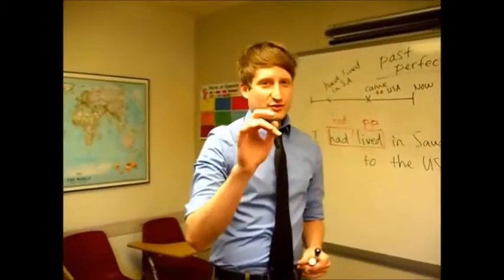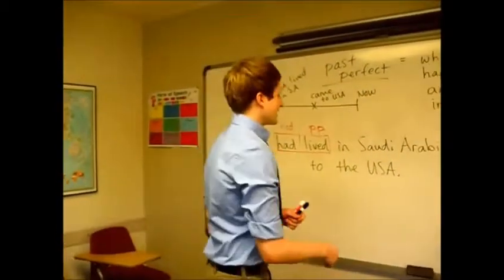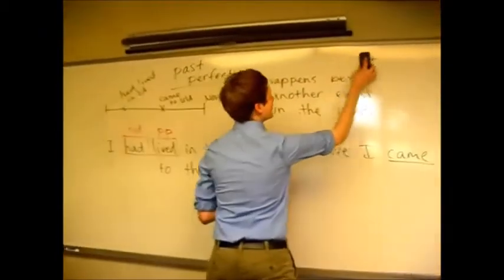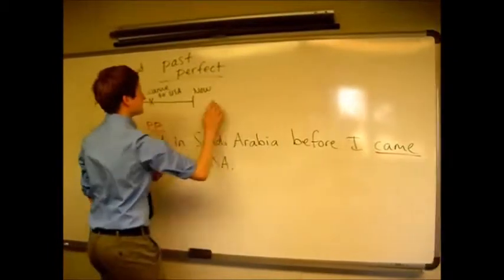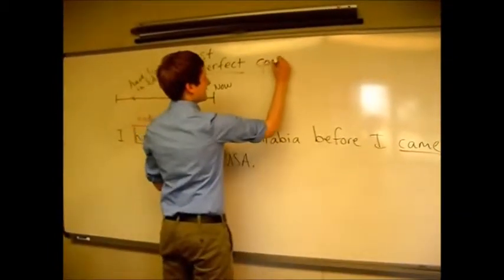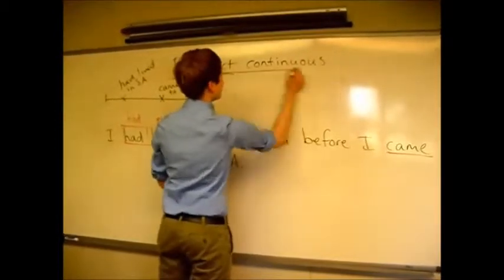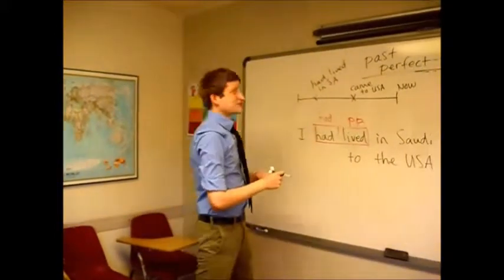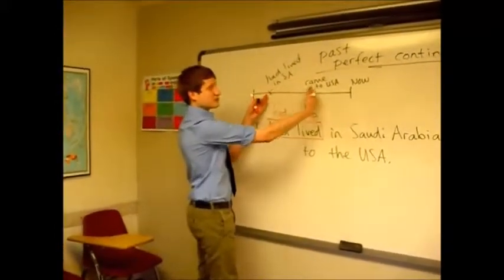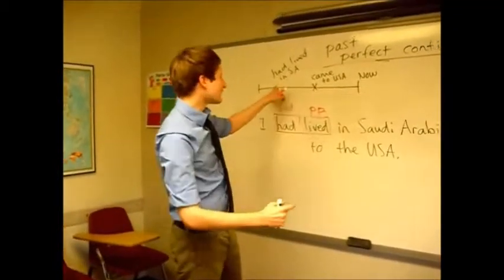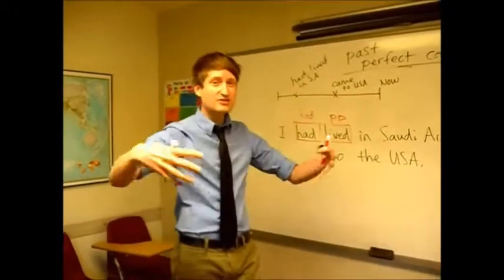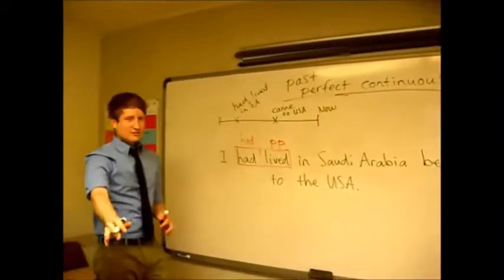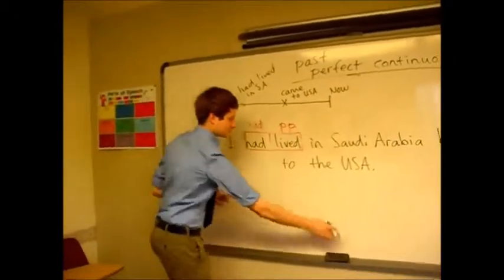There's also another verb tense, which is almost the same. It's kind of the same idea, and it's called the past perfect continuous. It's almost the same idea, but it really shows that the first event continues. If you want to show that the first thing really lasts and goes on for a while, you can use the past perfect continuous. So let me show you what it looks like.